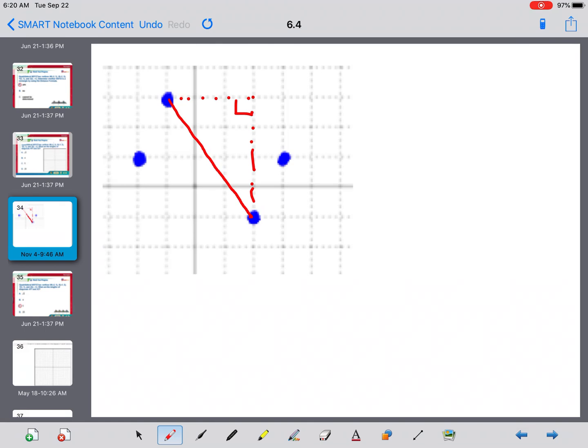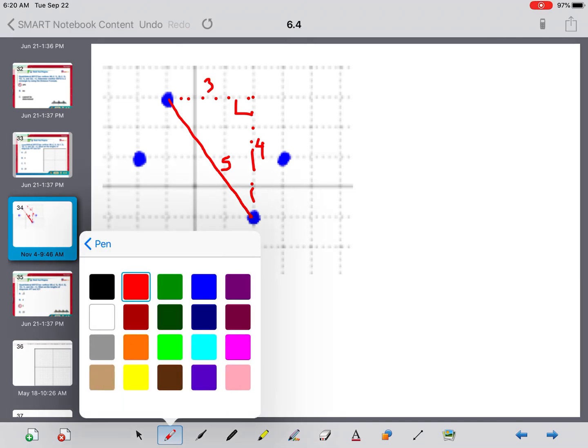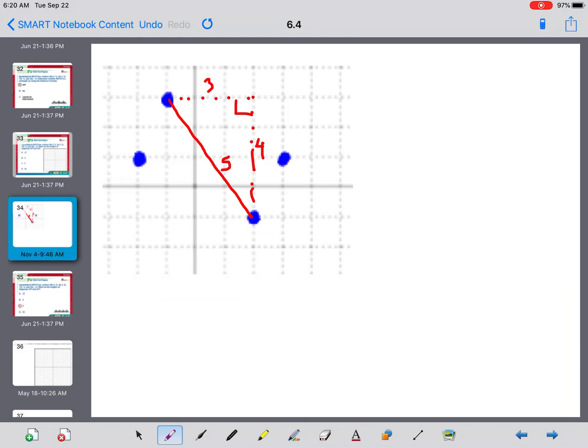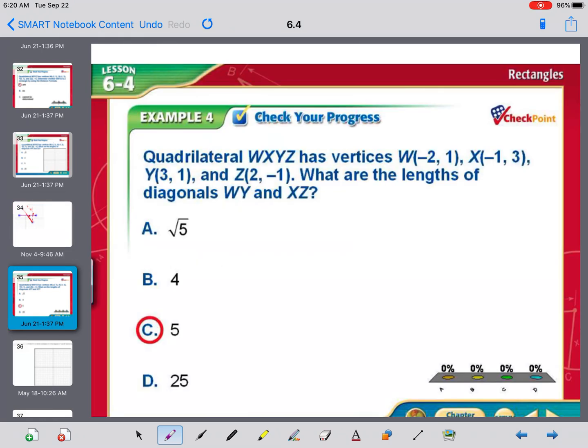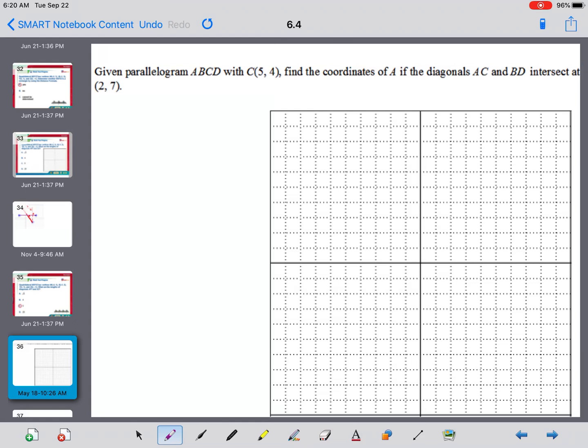And I could use the distance formula, or I could do what I'm doing here, and that is count 1, 2, 3, 4. I shouldn't have said rise because it makes you think of the slope. So it's 5, isn't it? Because it's the 3, 4, 5 triangle. For the other diagonal, it's a horizontal line. You can count it, 1, 2, 3, 4, 5. The answer is 5.